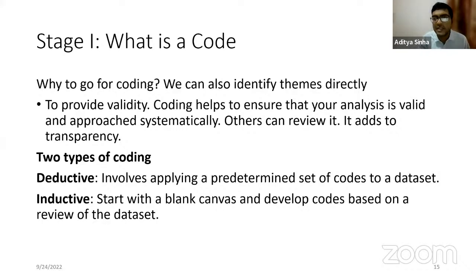So in grounded theory, what do we do? We don't have any predefined code book in our mind. Okay, we don't have anything which is predefined. So we start with a blank canvas. We study everything with a very open mind. Okay, and we develop all the codes on our own by reviewing the data set again and again. So this inductive coding is mostly used in the grounded theory approach.